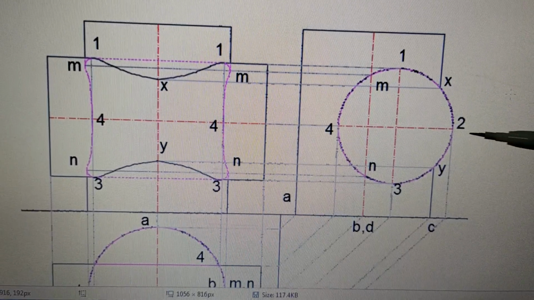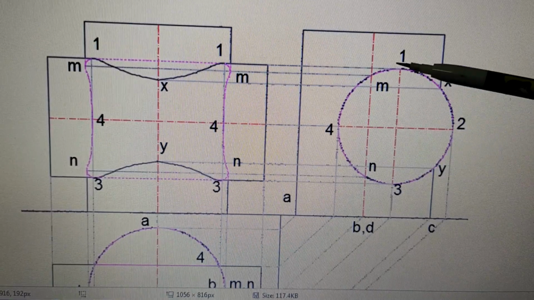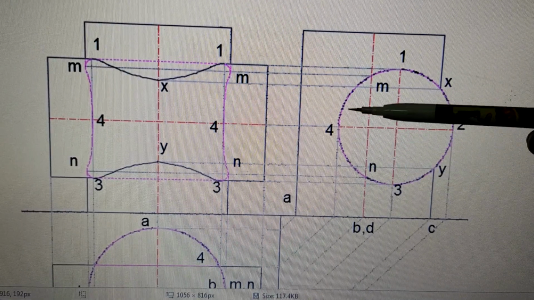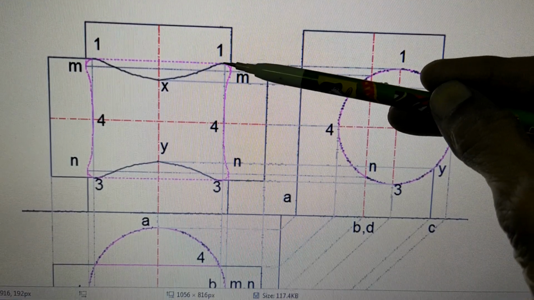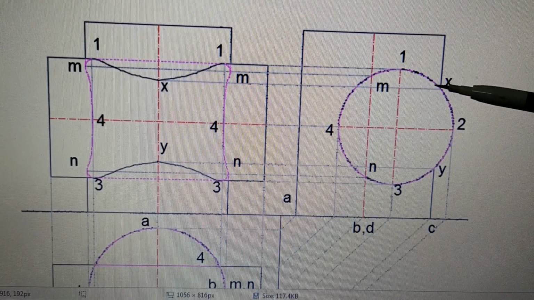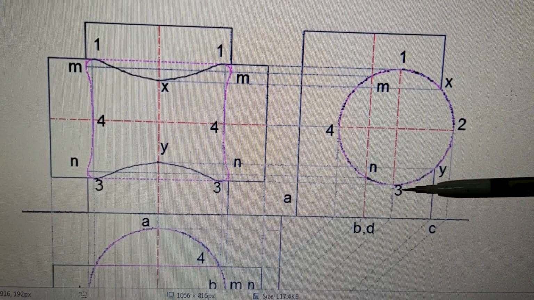So when you look from this direction, this part of the cylinder is behind. So all these points, they are behind. So from n to 1, everything is behind. Now from 1 to 3, everything is on the front side. So 1 to x to 2 to y to 3.